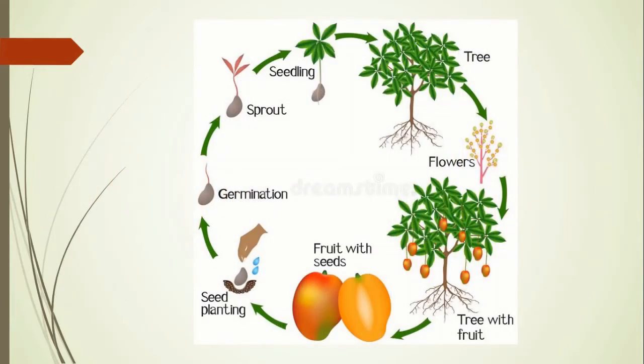Students, here in the picture, you can see first seed planting is done and then germination takes place, where plumule and radicle formation take place. Plumule emerges after the radicle and makes the stem of the new seedling. Cotyledons form the first leaves of the seedling. Then it gets transformed into a tree which has flowers and flowers are developed into fruits. That is fruits with seeds.